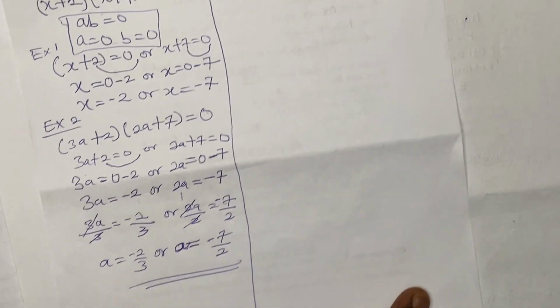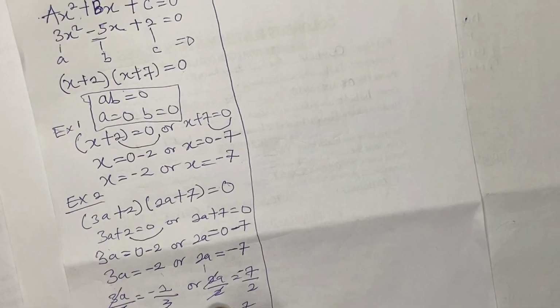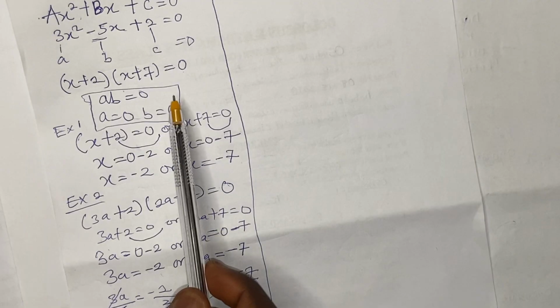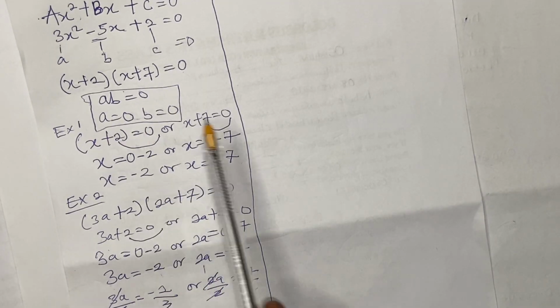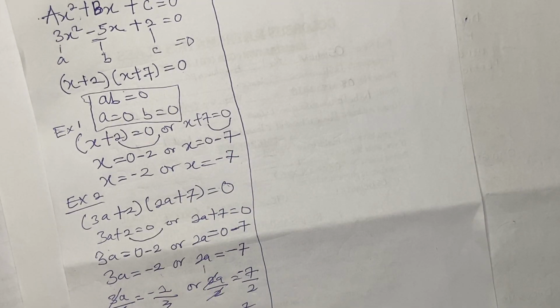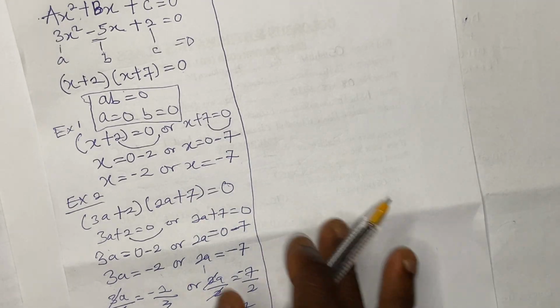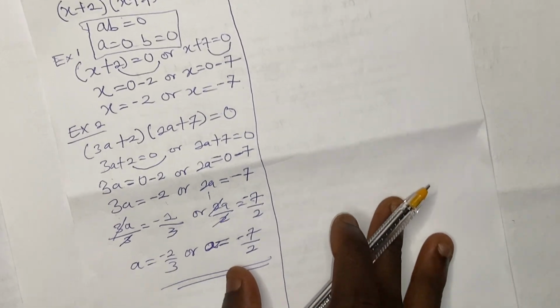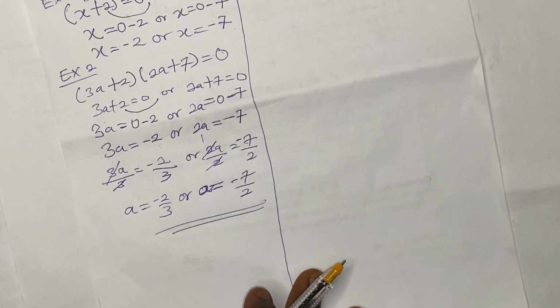Do you understand? Once you have it like this, you are going to use this method: a times b equal to 0, that is a equal to 0, or b equal to 0. Whatever is in the first bracket equal to 0, and whatever is in the second bracket equal to 0. Do you understand? Now look at another one here.